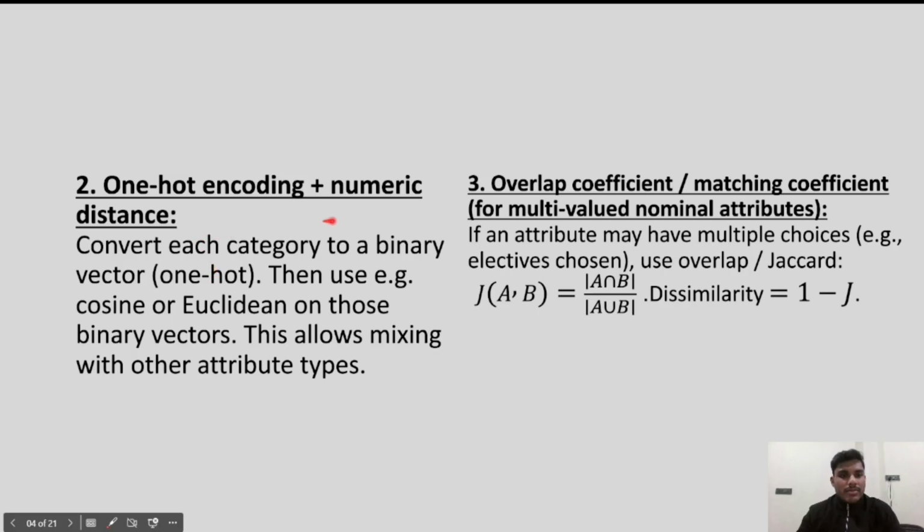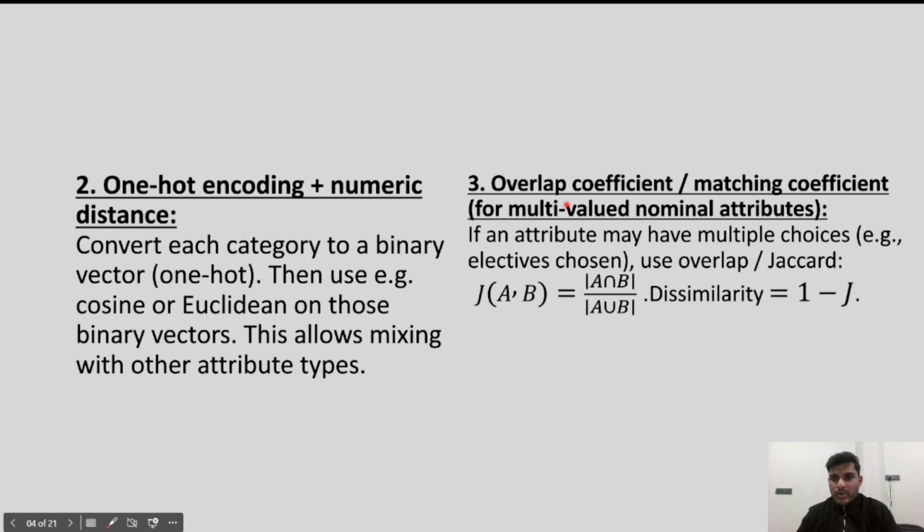Now, one hot encoding plus numeric distance. Convert each category to a binary vector, one hot, then use, for example, cosine or Euclidean on those binary vectors. This allows mixing with other attribute types.